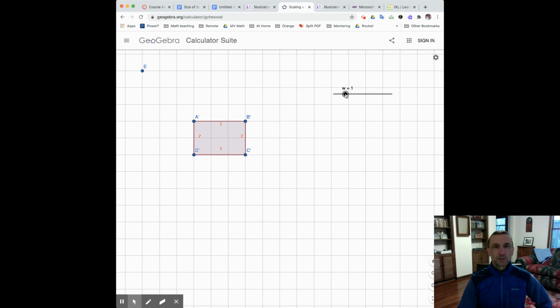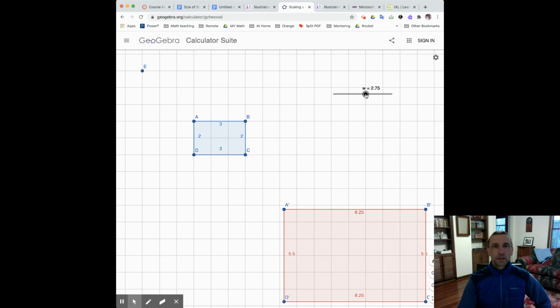But if I increase the scale factor to 2, you can see that my new red rectangle is twice the size. 3 times 2 is 6. 2 times a scale factor of 2 makes a distance of 4. So this new rectangle is twice the length and twice the height of the original. If I set my scale factor to 3, you can see that the length is now 3 times 3, or 9, and the height is 2 times 3, or 6.